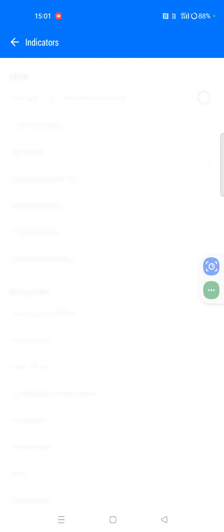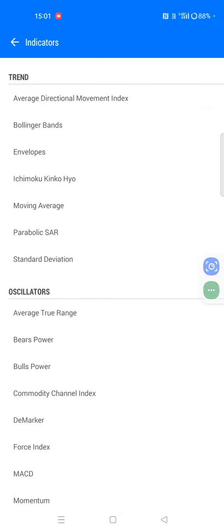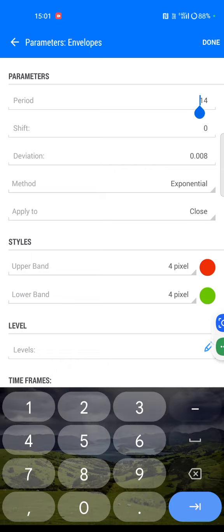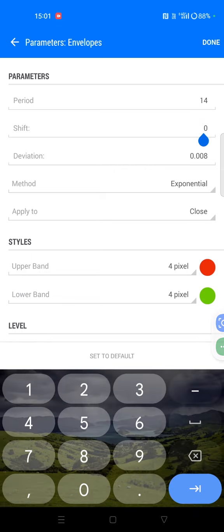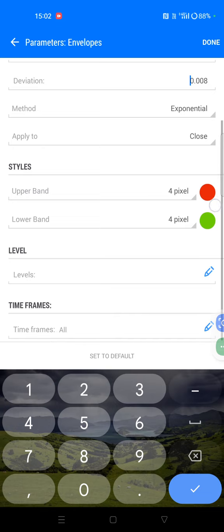The number 2 indicator you have to add in indicator window 1 will be the envelopes. Okay, look at this. Period will be 14, shift 0, deviation will be 0.008. Method is exponential. Apply to close. For the upper band and lower band, these are the colors that I chose. The upper band will be red, lower band will be green.